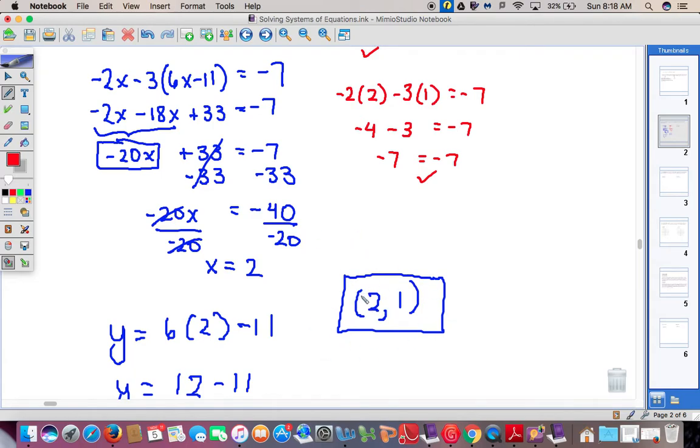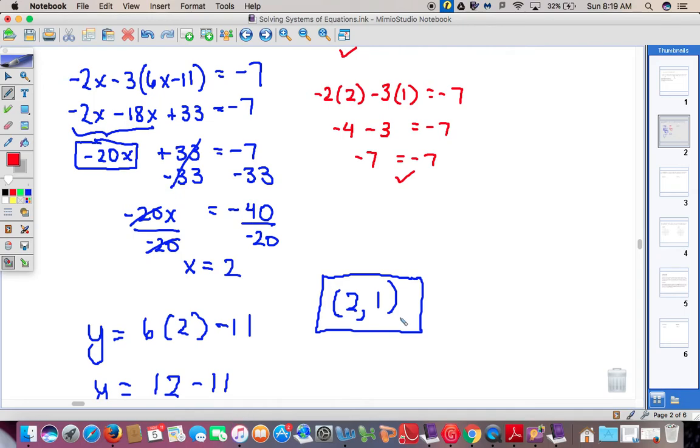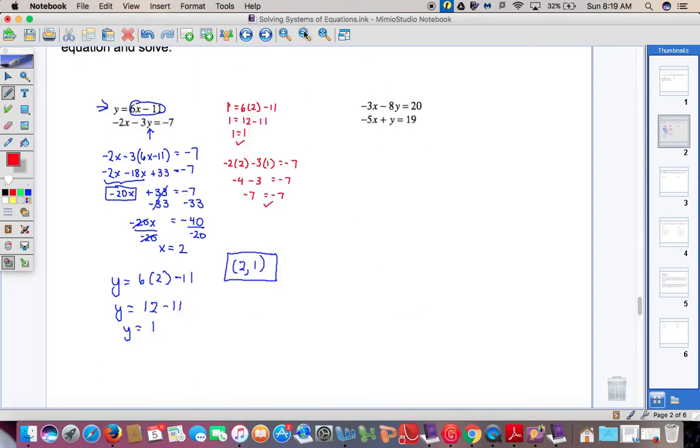Now notice I put this in parentheses because it is an ordered pair, and so I need to make sure I use an ordered pair when giving the actual solution. Okay, so let's zoom out so you can see it. Pause if you need to, and we're going to move on to the second set of equations.